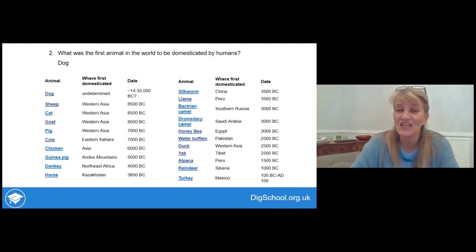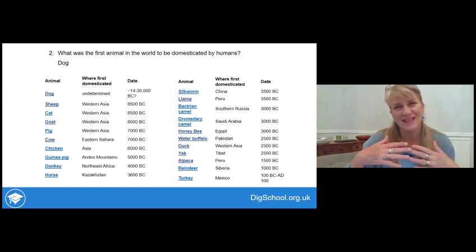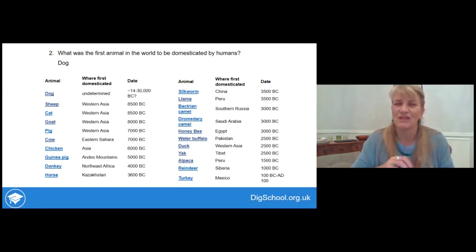The dog, then sheep, cat, goat, pig, cow, chicken, guinea pig, donkey, horse, silkworm, llama, Bactrian camel, dromedary camel, honeybee, water buffalo, duck, yak, alpaca, reindeer, and then turkey. And there are others, of course, but you can see the range of animals and the amount of time over which humans have been building that close relationship with animals, where humans look after animals so they can make use of them.